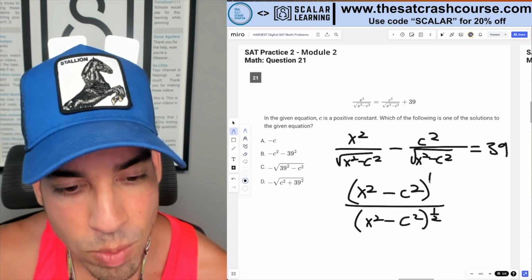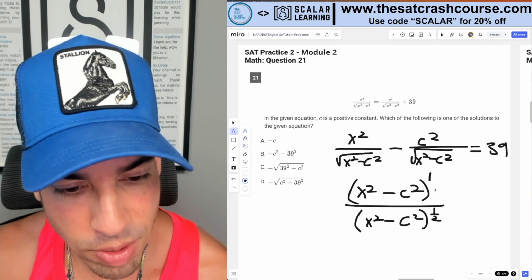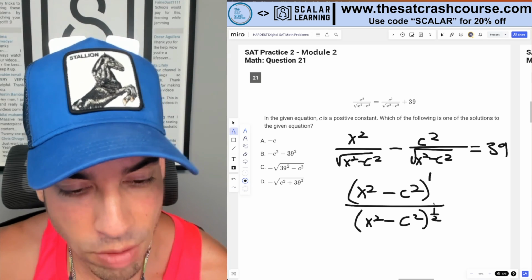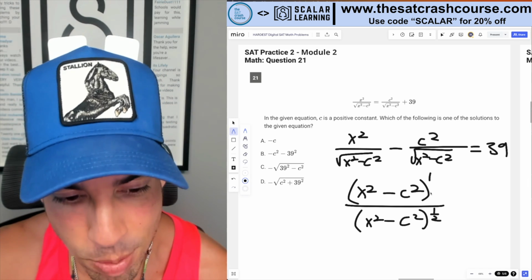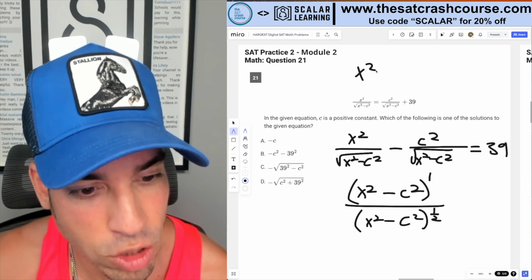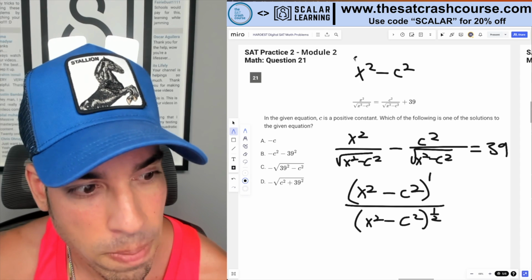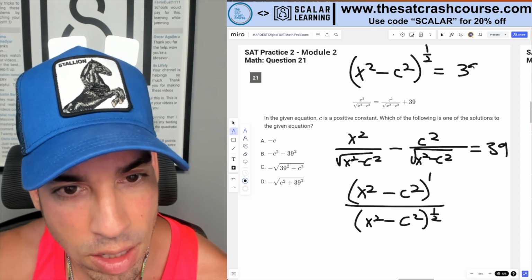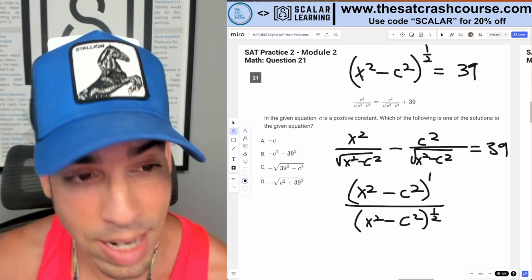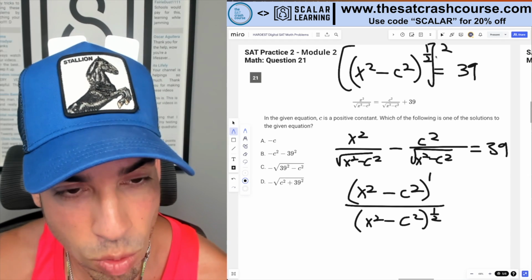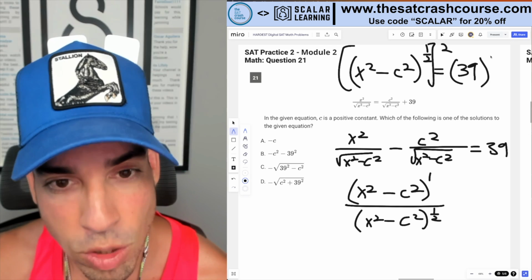So guess what? We got common expressions under different exponents in division, and when we have division with the same expressions under different exponents, we can subtract the exponents to simplify. So 1 minus 1/2 is 1/2. So we get x squared minus c squared to the 1/2 power equals 39. Okay, now all we got to do is isolate x squared. So first I'm going to square both sides to get rid of this square root or 1/2 exponent. So we're going to square this side.